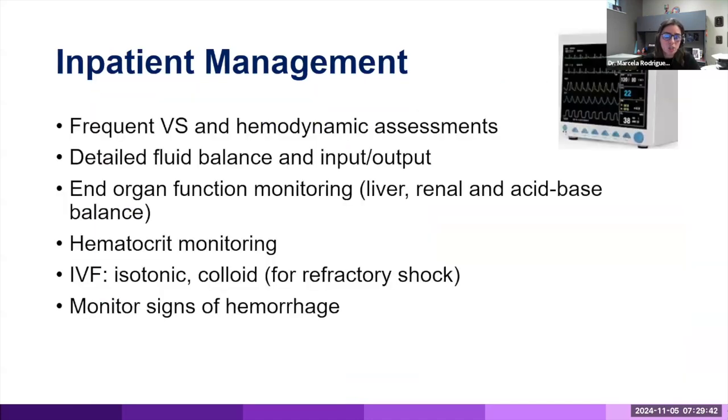So inpatient management: very frequent monitoring of vital signs and hemodynamic assessments, detailed fluid balance with input and output, and organ function monitoring is important. Serial labs, including liver function tests, renal and acid-base balance, and hematocrit monitoring. IV fluids should be isotonic, or colloid for refractory shock, and monitor for signs of hemorrhage.